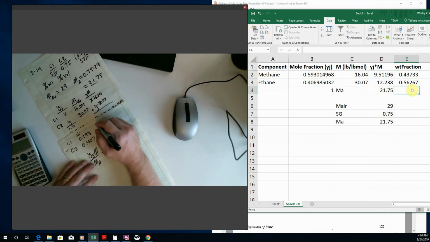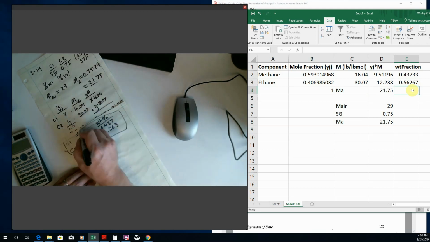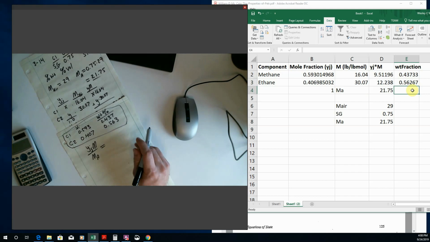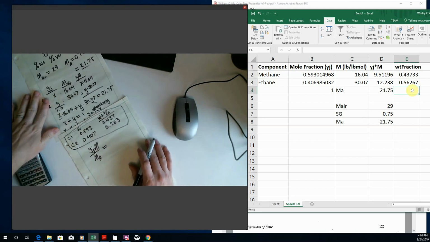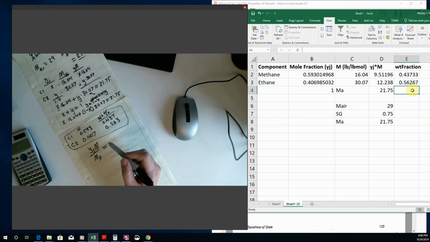So the weight fraction of these two components is 0.437 and 0.563, more or less. So here is the answer to your problem. Two different ways of solving. One, old school algebra. If you solve this, you can come up with the answer, or you can use Excel and find the same thing.